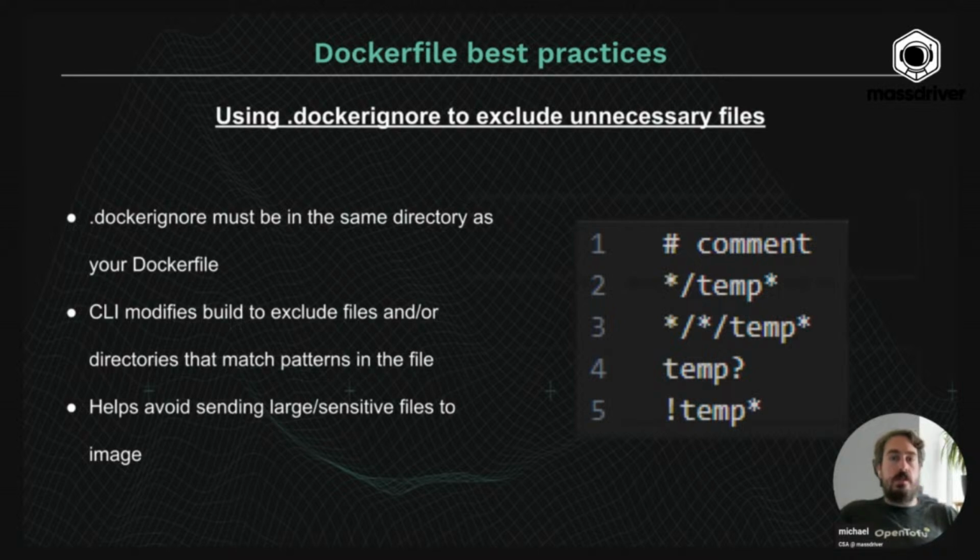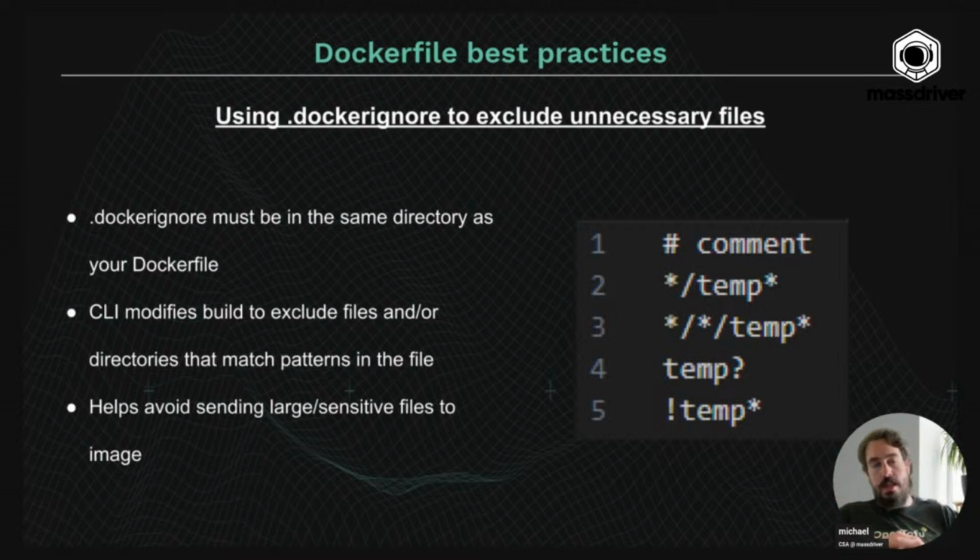Another effective way is to exclude unnecessary files from your image using the .dockerignore file. Before the Docker CLI sends the build context to the Docker daemon, it looks for this .dockerignore file in the same directory as your Dockerfile. If it exists, the CLI modifies the build context to exclude the files and directories that match the patterns specified in the .dockerignore file. This is useful for preventing large or sensitive files from being sent to the daemon or included in your image via the copy or add instructions.